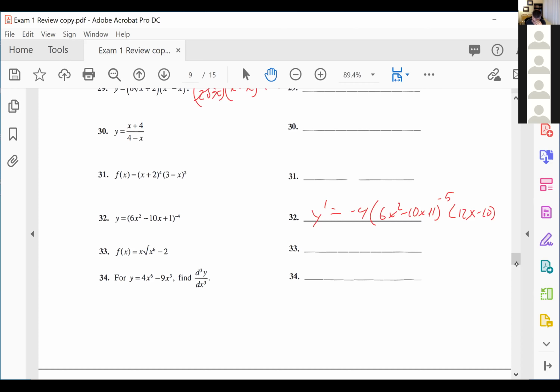Okay, 33. So we have x times (x to the 6th) to the 1/2 minus 2. Okay, so I'm going to clean this up. Oh, you know what? There's a typo here on 33. This should be like this. Okay, so yeah, sorry about that. There's a typo on 33.